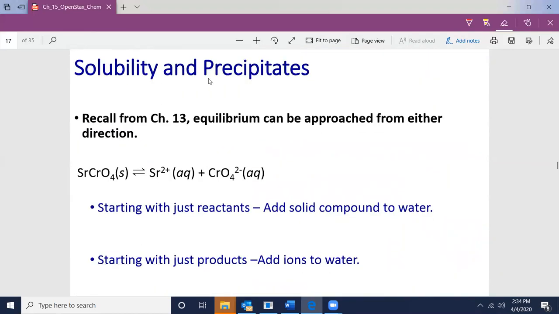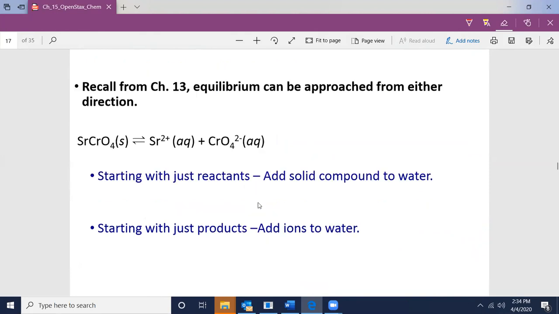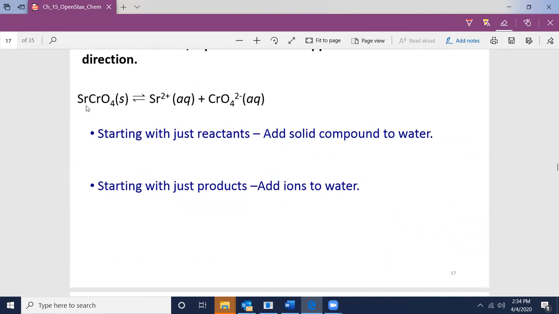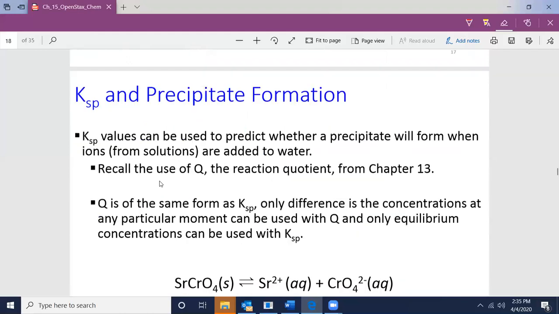So, solubility and precipitates. Recall from chapter 13, equilibrium can be approached from either direction. Whatever things are disturbed on any of these ends, it's going to go towards the equilibrium again. Starting with just reactants, add solid compound to the water. You're going to have more and more of this, and then it's going to achieve its equilibrium. Starting with just products, add ions to water. You're going to have more and more solid. So if you want solid to appear, just add ions. And we have been doing it so many times in general chemistry one when we were mixing solutions, we are actually giving these species to form some precipitates.